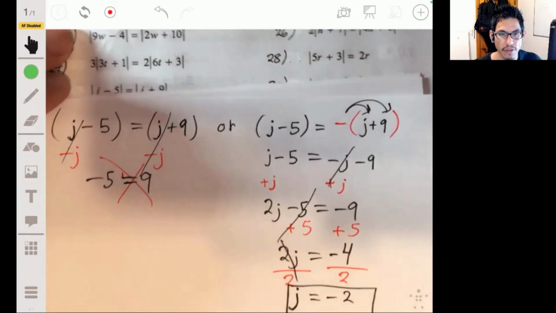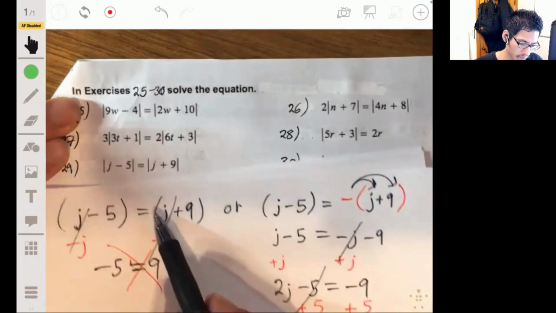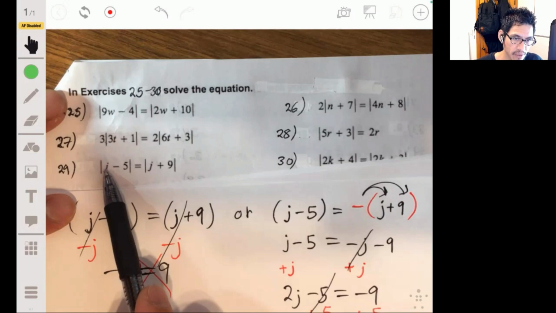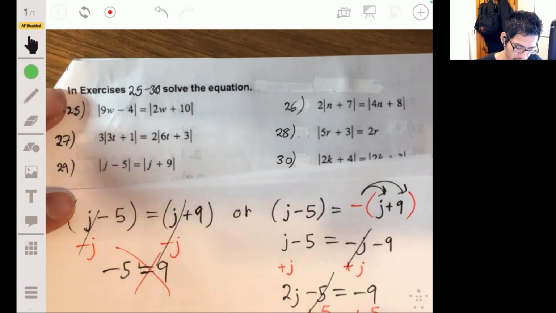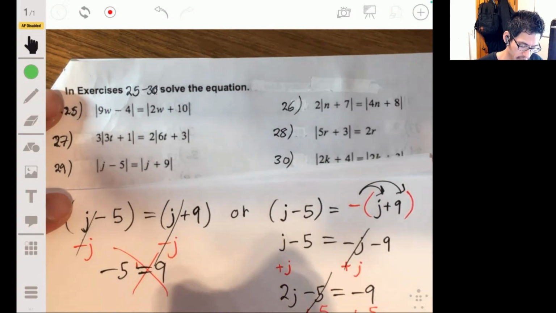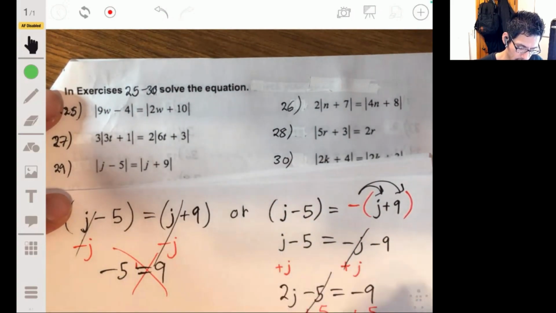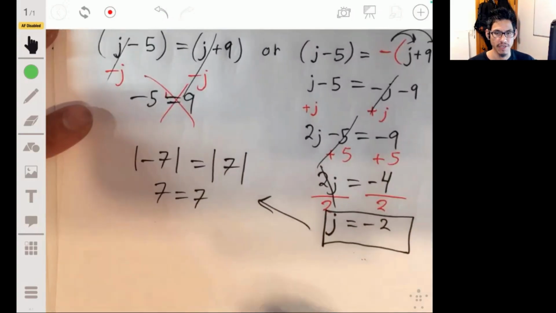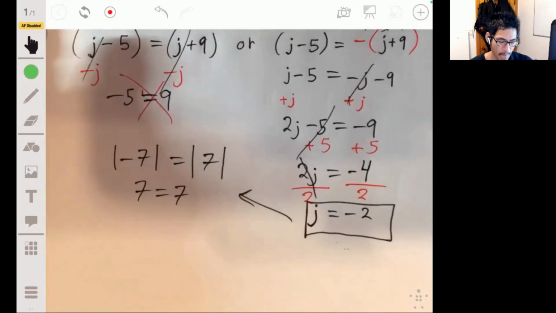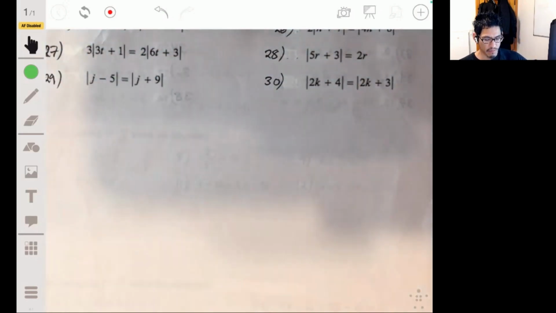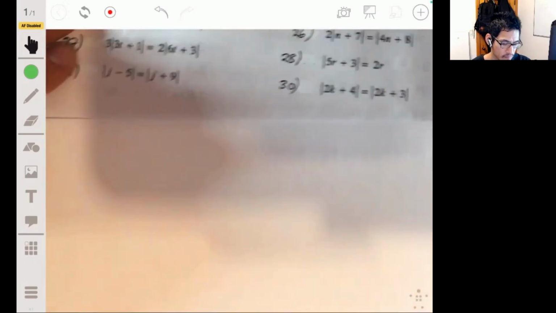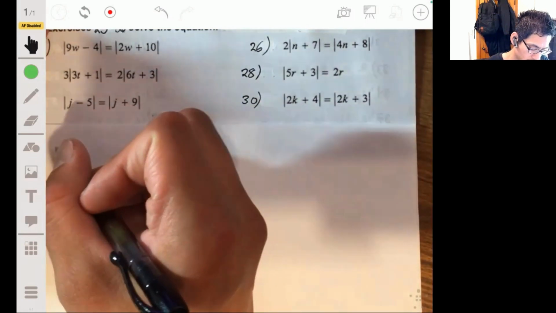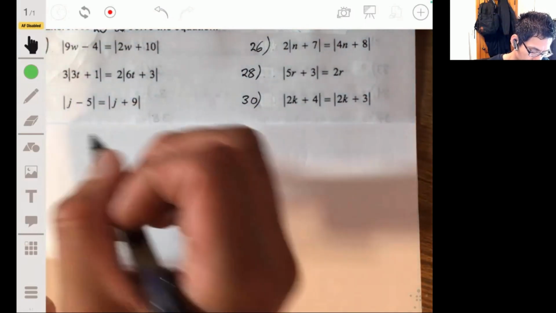Yes, we do. But again, always check, or check if you're not sure. Just plug it in. Negative 2 minus 5 is negative 7. We get absolute value of negative 7 equals negative 2 plus 9. Absolute value of 7. 7 equals 7. Forgot to move the page around. All right, easier. One more. You can do it. Math requires dedication, persistence, guts.